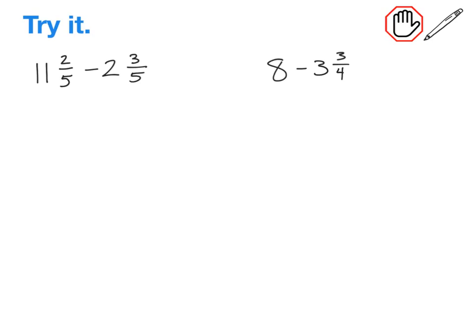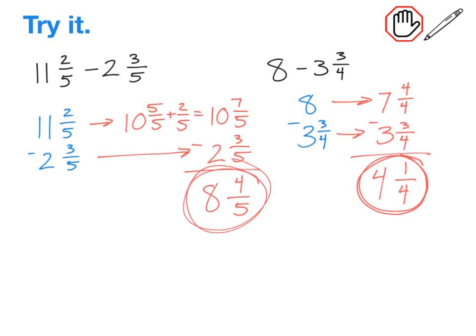Okay, it's your turn to try it. Pause the video, and then when you're ready, press play and I'll reveal the answers. Okay, so the answer for 11 2/5 minus 2 3/5, the difference is 8 4/5, and the difference between 8 and 3 3/4 is 4 1/4.